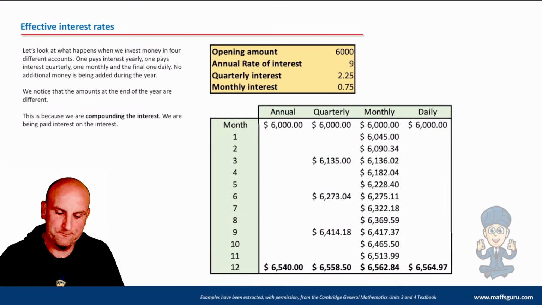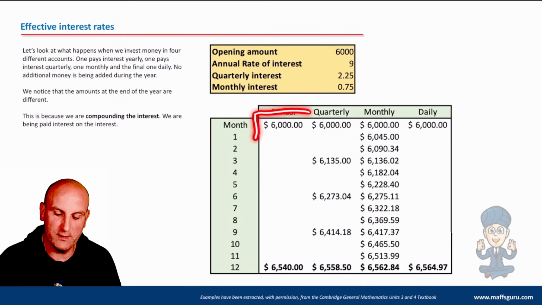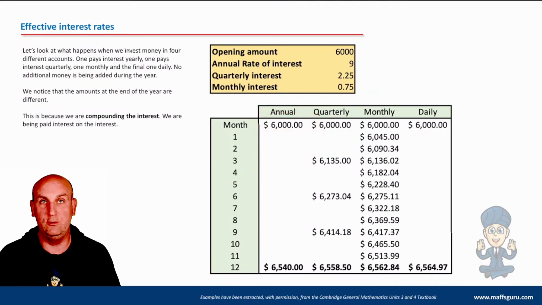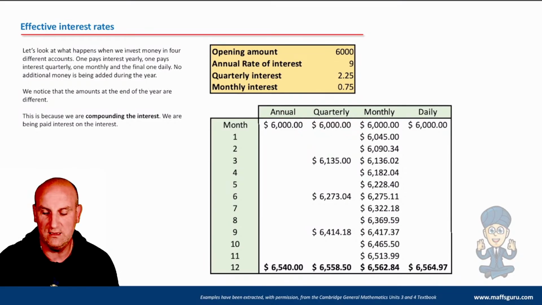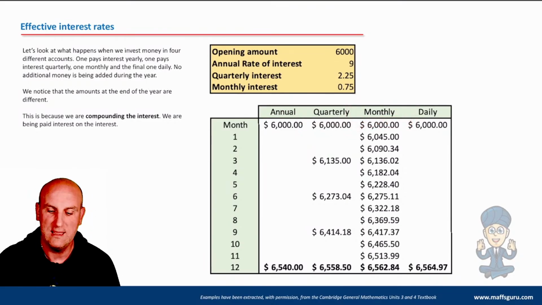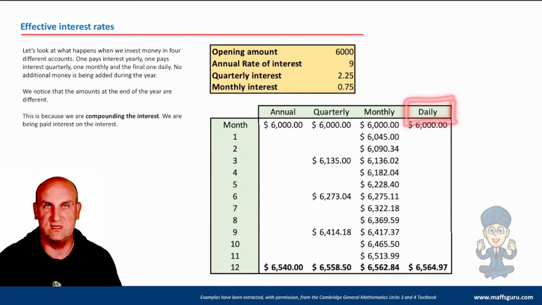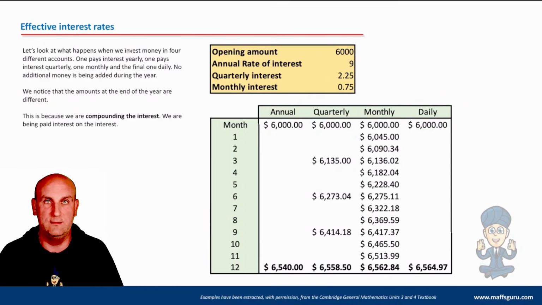I've opened a bank account. Let's say I've opened 4 different bank accounts. One account is paying annual interest, one is paying me interest quarterly, one is paying interest monthly, and one is paying me interest daily. Bank accounts over here pay interest every single day. That's true of loans and bank accounts.